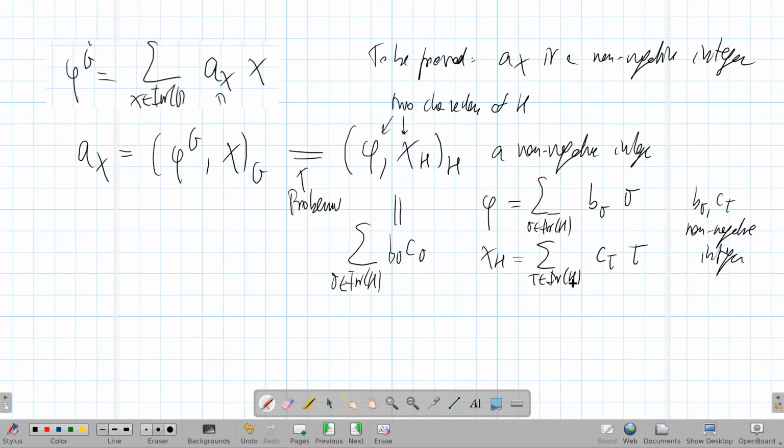Irreducible characters are orthonormal, meaning that if you take two different ones, the inner product is 0, whereas when you take the same, the inner product is 1. And of course, since these are non-negative integers, this will be a non-negative integer. And so we found that the a chi are non-negative integers, and this proves that the induced character is indeed a character.